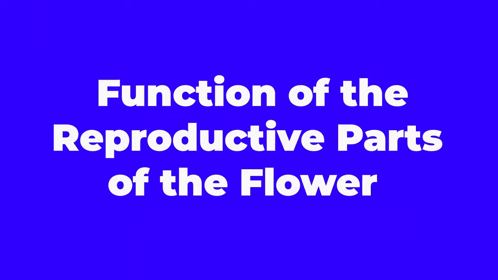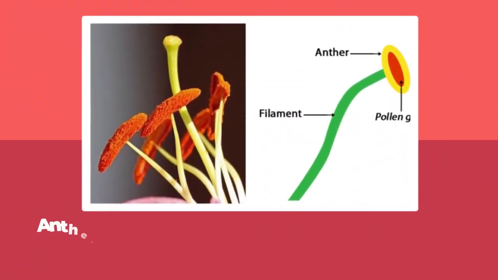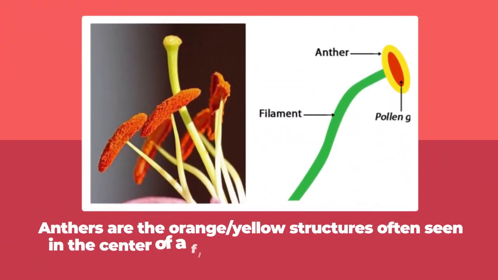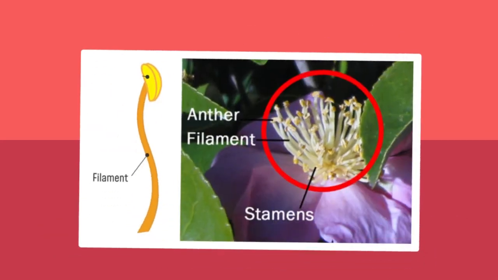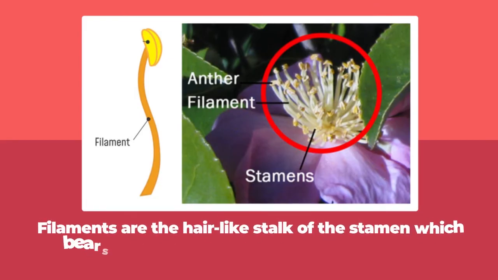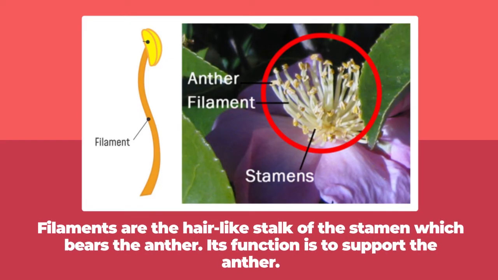This time, let us discuss the function of the reproductive parts of the flower. First, we have the anther. Anthers are the orange or yellow structures often seen in the center of a flower. Its function is to produce and contain pollen grains or the male sex cells. Filaments are the hair-like stalk of the stamen which bears the anther. Its function is to support the anther.